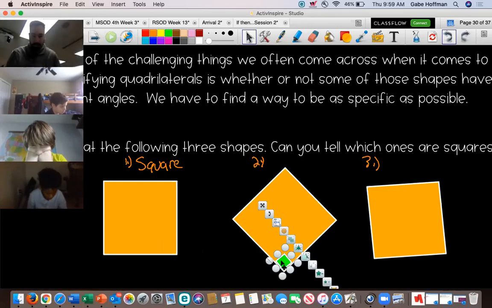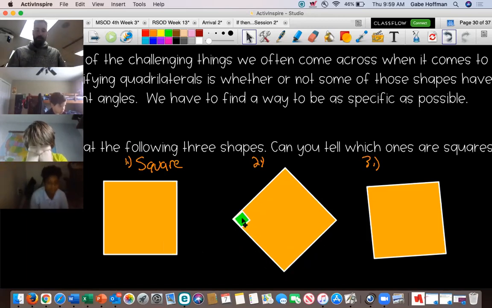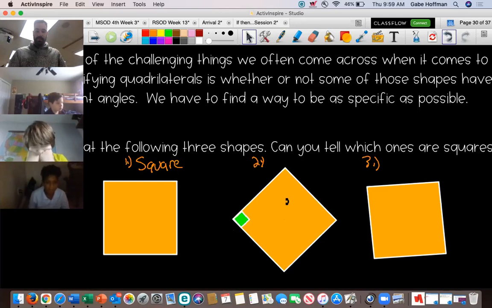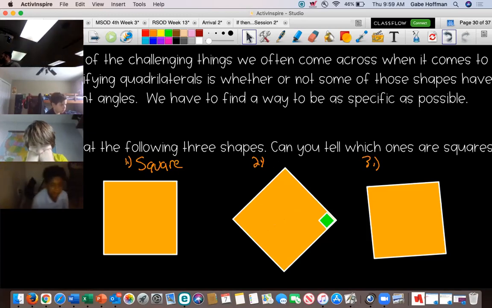Might be easier to actually do it on my computer. Does it work down there? Yes. I'm going to try it up here. Does it fit right there in the corner? Yes. Yep. What about over here? Yep. What about down here? Yep. So that has four right angles. So I know that that is a square.